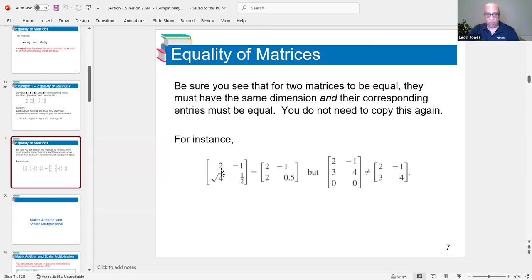This is what we call a 2 by 2. So a 2 by 2, that's your dimension, and a 2 by 2. Here, you have what we call a 2 by 3. But because of the dimension, these two matrices are not equal because the dimensions aren't equal. You have a 2 by 3 matrix and you have a 2 by 2 matrix. Again, this is basic information.